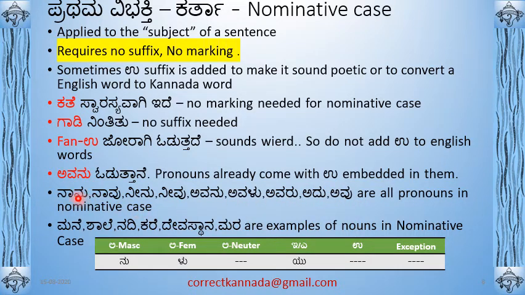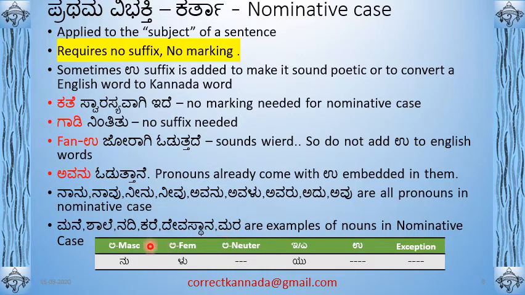As you could see, the embedded u is already there. You don't have to do anything when you're using them in nominative case. Okay, some examples of nouns in nominative case. Mane is house, Shale is school, Nadi is river, Kare is pond, Devasthana is temple, Mara is tree.